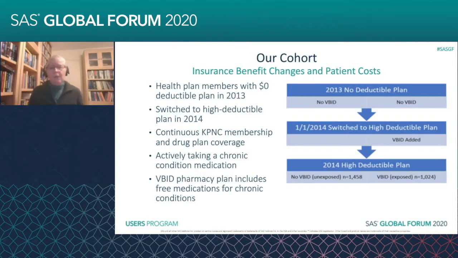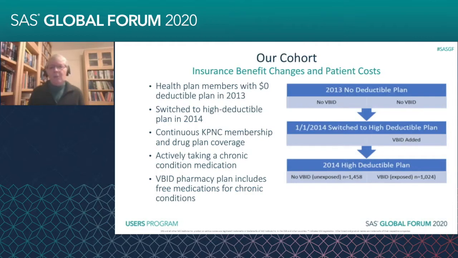So the patients could actually get the most common medications to control these chronic conditions absolutely free. In 2013, both arms of our study had no VBID coverage. In 2014, both arms of the study were switched to a high deductible plan, and only one of those arms got the VBID benefit. So we had about 1,500 folks with no VBID in 2014 and about 1,000 folks with a VBID in 2014.